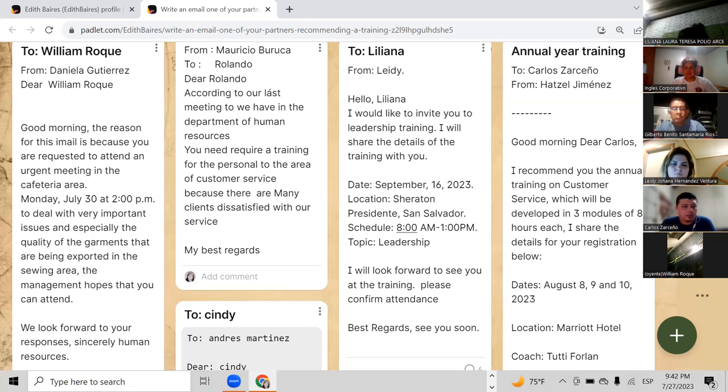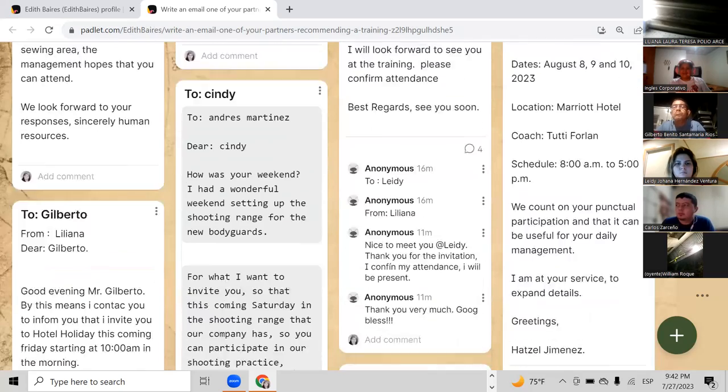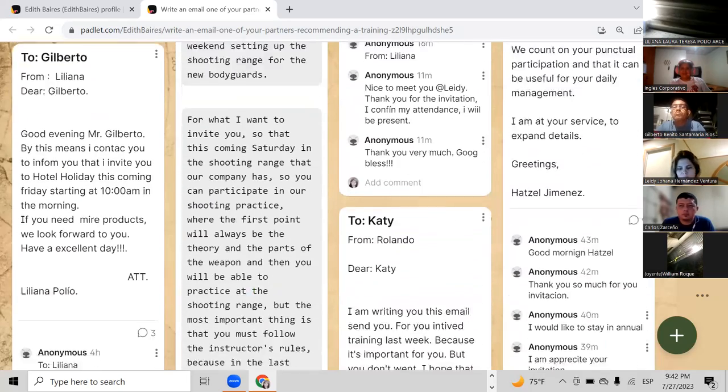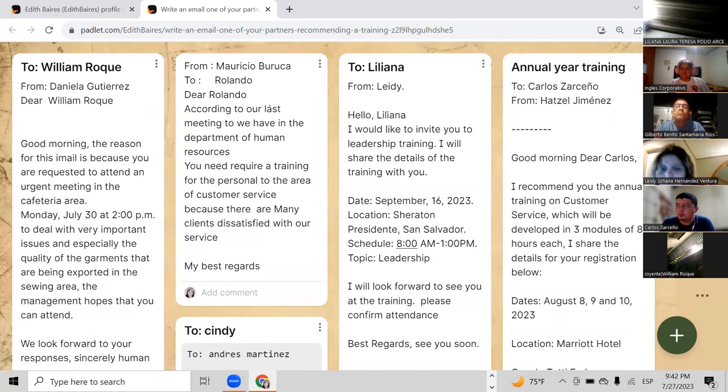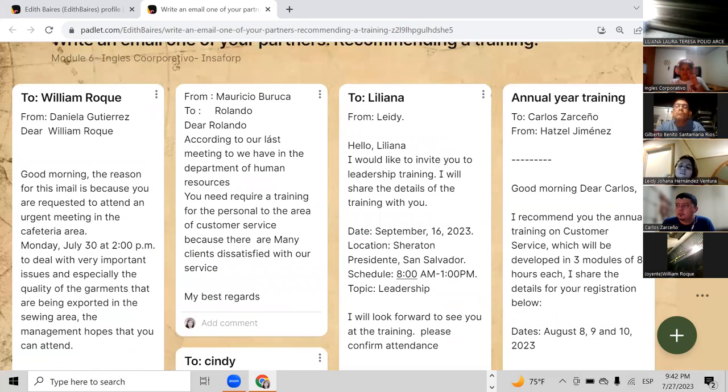And the last one is, how many modules does the training consist of? There are 3 modules. Modules, yes. Okay. Good, very good. Thank you so much. Thank you, teacher. It is easier when you have all the information in the email, right? That is why it was important to write the complete information. Okay, thank you so much.